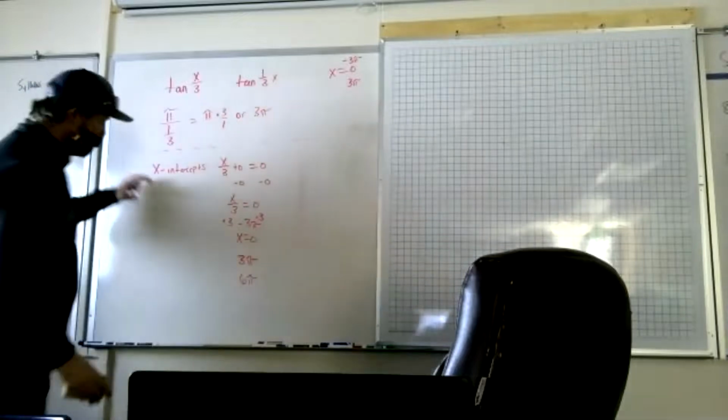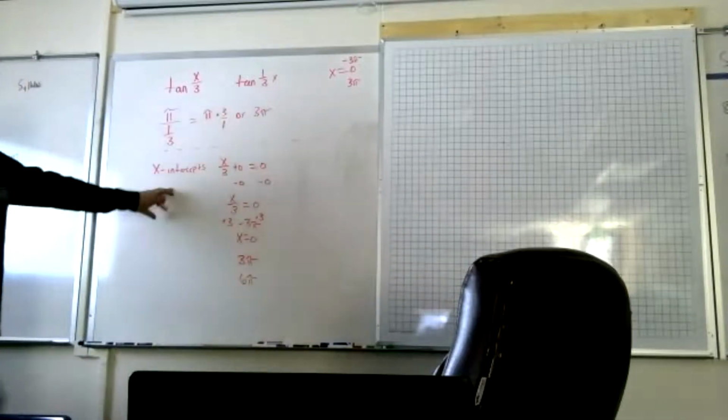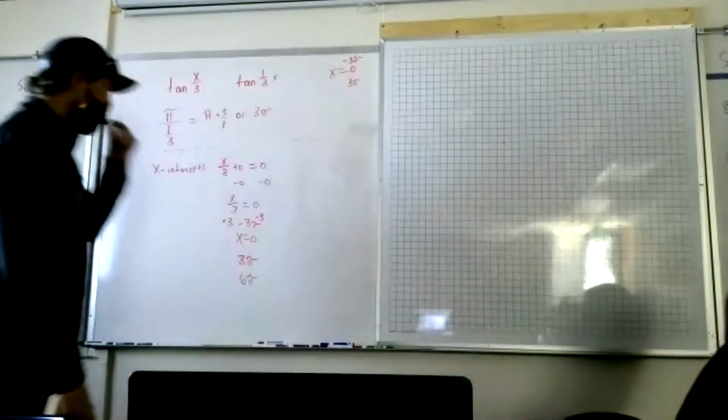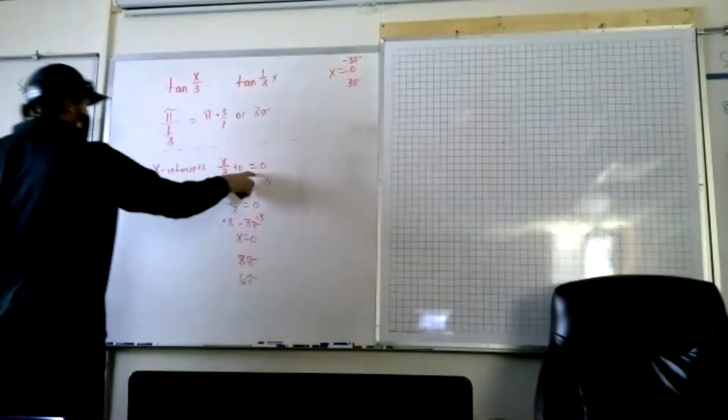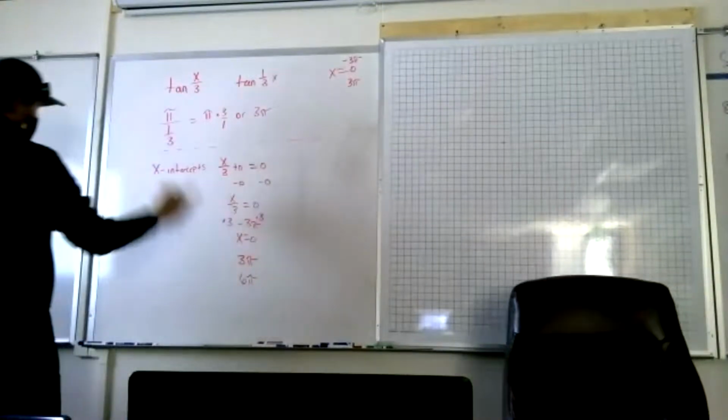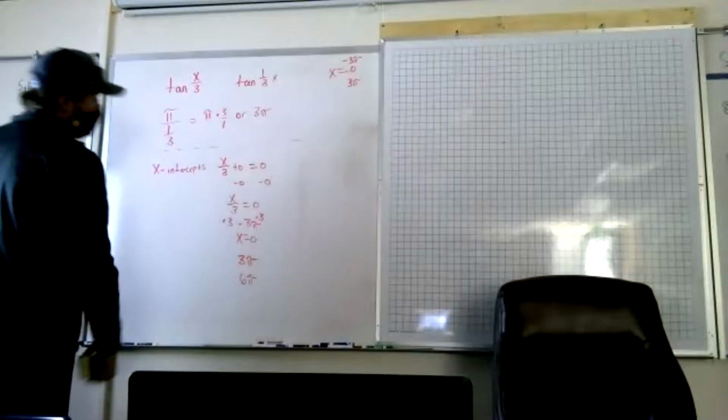Okay, x-intercepts are found the same way that we did with the phase shift for cosine and sine. Taking whatever's on the inside, set it equal to 0, and then solve. Okay?